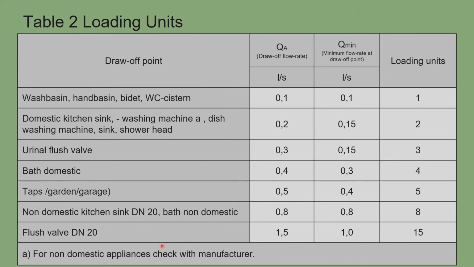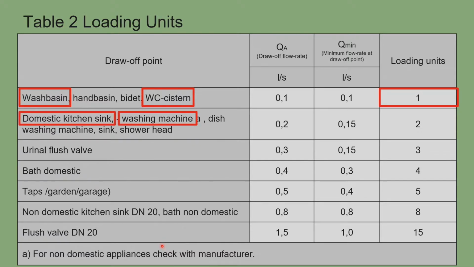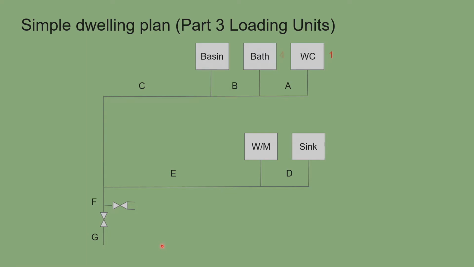Now, next thing we look at is our loading units. So we know we've got a wash hand basin, a WC, a bath, a kitchen sink and a washing machine. The wash hand basin and WC are loading unit 1. So we remember the loading unit 1. We have a domestic kitchen sink and a washing machine. They are loading unit 2. So we remember the loading unit 2 for them. Then we have the domestic bath. That has a loading unit of 4. So we remember them and we take this information and we put it next to our appliances.